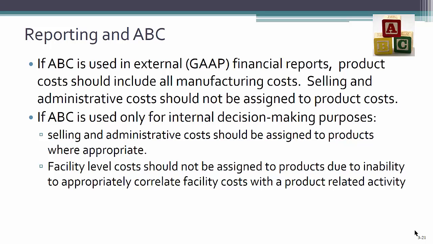Finally, let's consider reporting implications. If ABC is used in external, that is, GAAP-based financial reports, product cost should include all manufacturing costs. This is consistent with what you've learned previously. In other words, selling and administrative costs should not be assigned to products. But if ABC is used only for internal decision-making purposes, then selling and administrative costs should be assigned to products where appropriate. However, facility-level costs should not be assigned to products because there is not a good way to correlate those costs with any product-related activity.